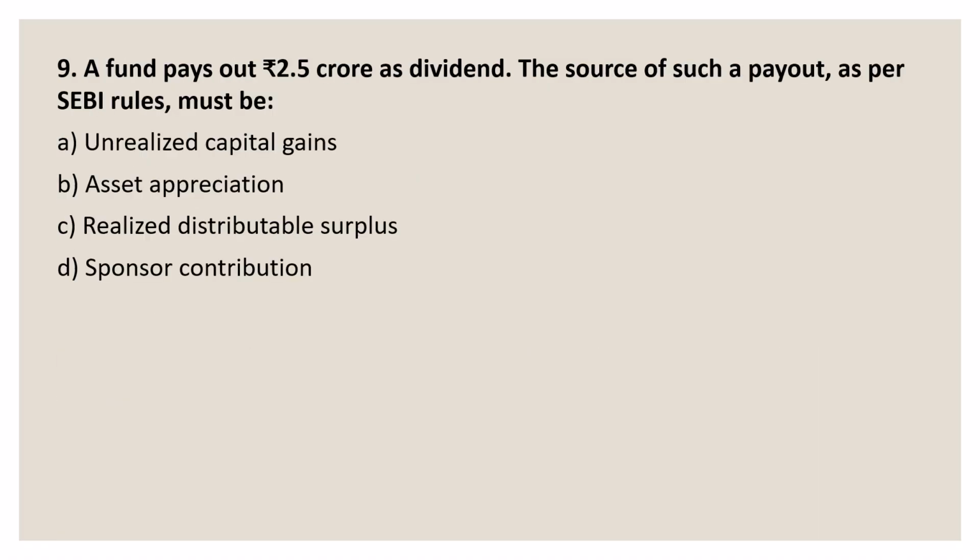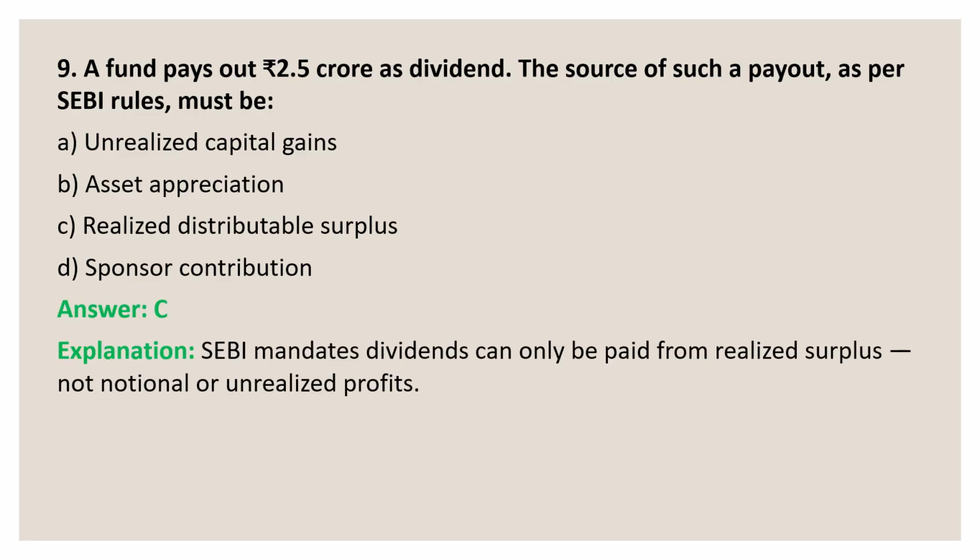Next question. A fund pays out 2.5 crore as dividend. The source of such a payout as per SEBI rules must be option A, unrealized capital gains; option B, asset appreciation; option C, realized distributable surplus; and option D, sponsor contribution. Correct answer is option C, realized distributable surplus.